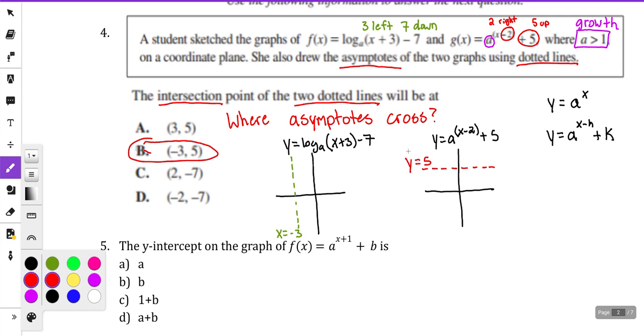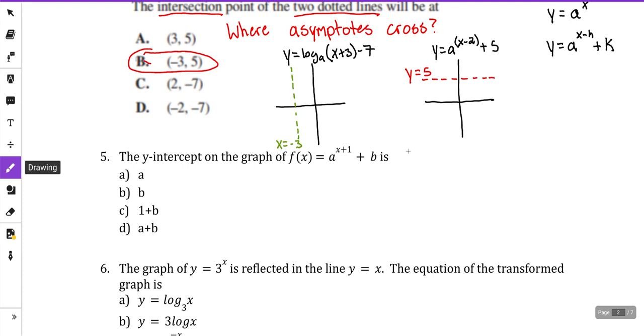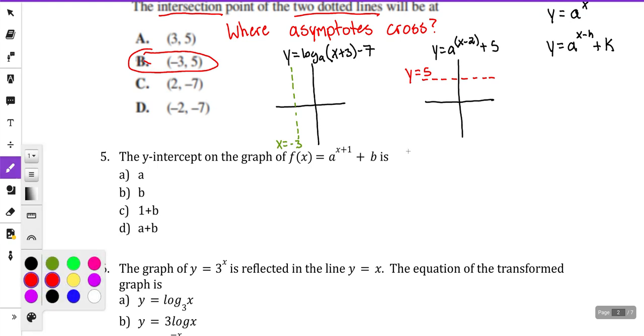Okay, number 5. The y-intercept. So the y-intercept on the graph f of x equals a to the power of x plus 1, plus b, is what we need to find. There are kind of 2 ways you could go about it. Way number 1, my first instinct anytime I see y-intercept, which isn't how I do this question, is to remind myself that's when x equals 0. And that will work here. It's just not how I think they wanted you to do the question.